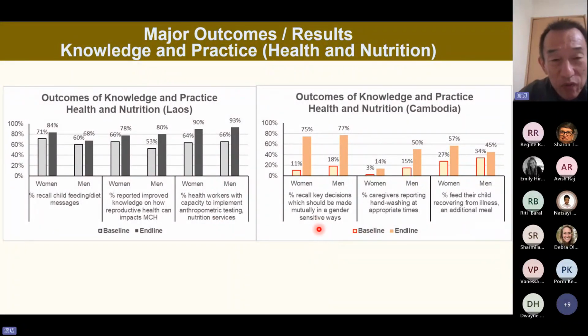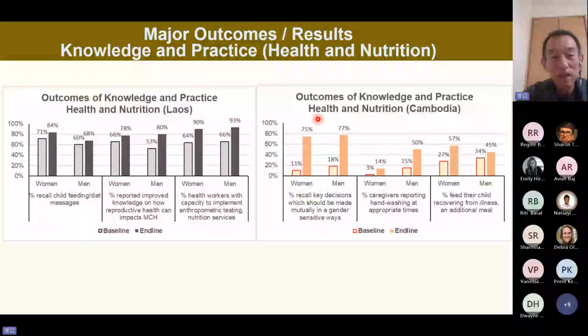But I highlight this one in Cambodia: it is about household-level decision-making, the joint decision-making indicators, which showed quite significant improvement. It was in Cambodia, you can see.